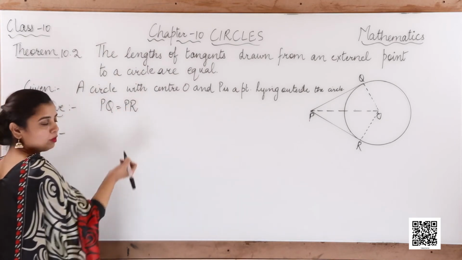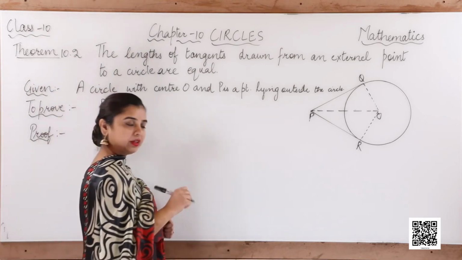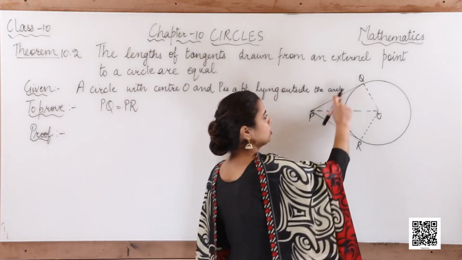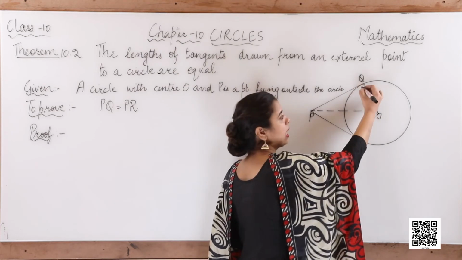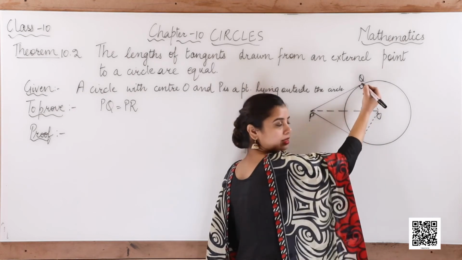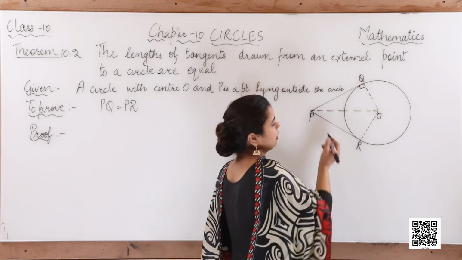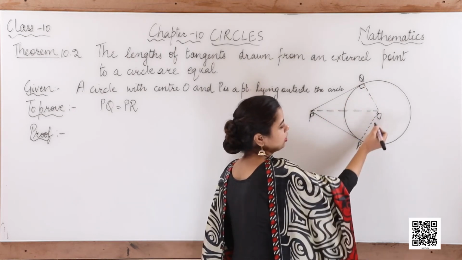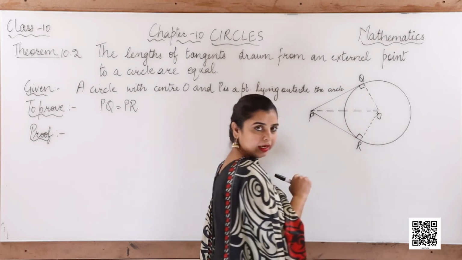Now children, how can we prove this? We know that we have done through a theorem that the tangent is perpendicular to the radius at the point of contact, right? So this is the tangent, this is the radius, so this will be 90 degree. Here also this is the tangent, this is the radius, this will be 90 degree.